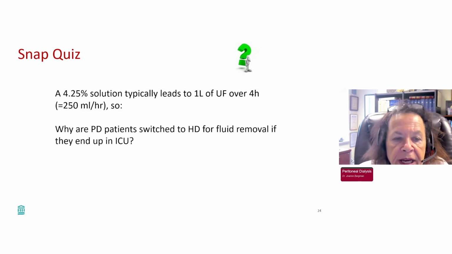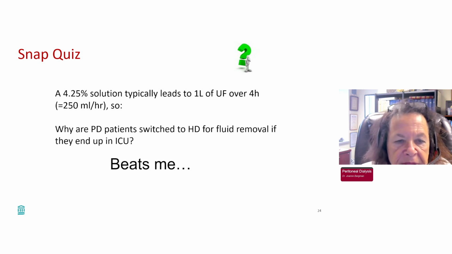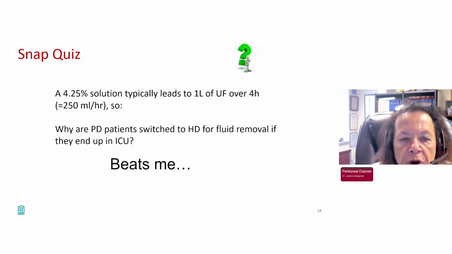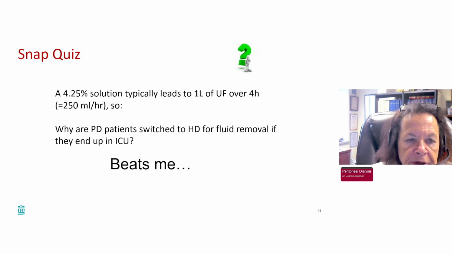So why, when PD patients enter the ICU and they need fluid removal, do the ICU doctors end up switching them to hemodialysis? And the answer is I have no idea, except that they really don't trust PD and they feel way more comfortable removing fluid with extracorporeal therapy rather than peritoneal dialysis. And you as nephrologists have to push back against this idea of automatically switching a patient to hemodialysis if they enter the ICU. Remember, it's just entering a whole other source for infection. It's a big deal, and very often these patients can be jollied along with peritoneal dialysis.